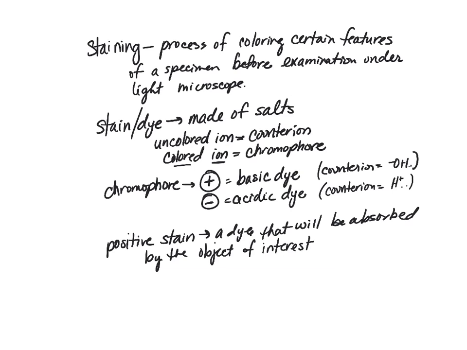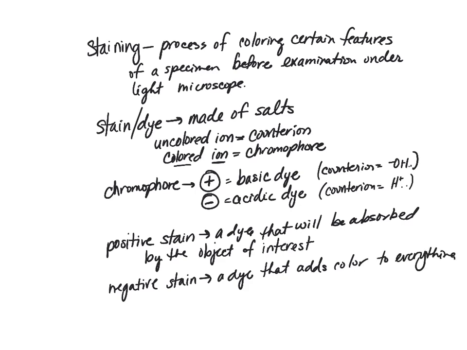So if we're looking at bacteria and we decide to do a positive stain, what it's doing is it's staining the bacteria because it's a positive stain. We're staining the object of interest. On the other hand, we could use a negative stain. And a negative stain then would be the opposite of that. So this is a dye that is going to stain the background. So a dye that adds color to everything but the object of interest.